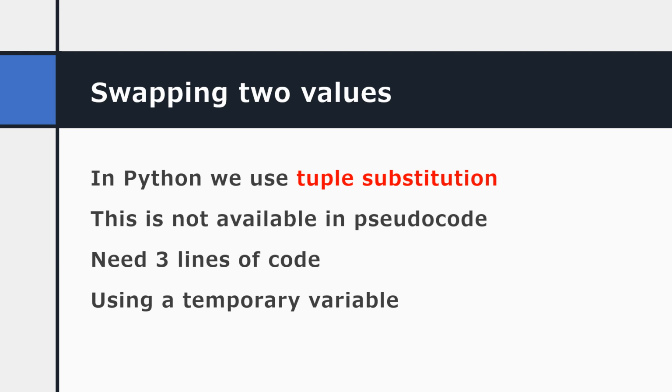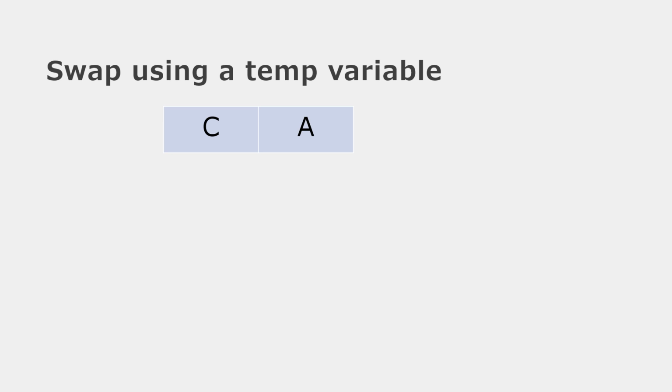So Python makes swapping easy because it's got a feature called tuple substitution. This isn't available in all programming languages, and particularly if you're doing the A-level, this method is not available in pseudocode, the standard pseudocode that will be used in the exam. Therefore, if you see swapping in the exam, it will be done using 3 lines of code and a temporary variable. So this is a slightly longer way of doing swapping. It works in diagrammatic form like this.